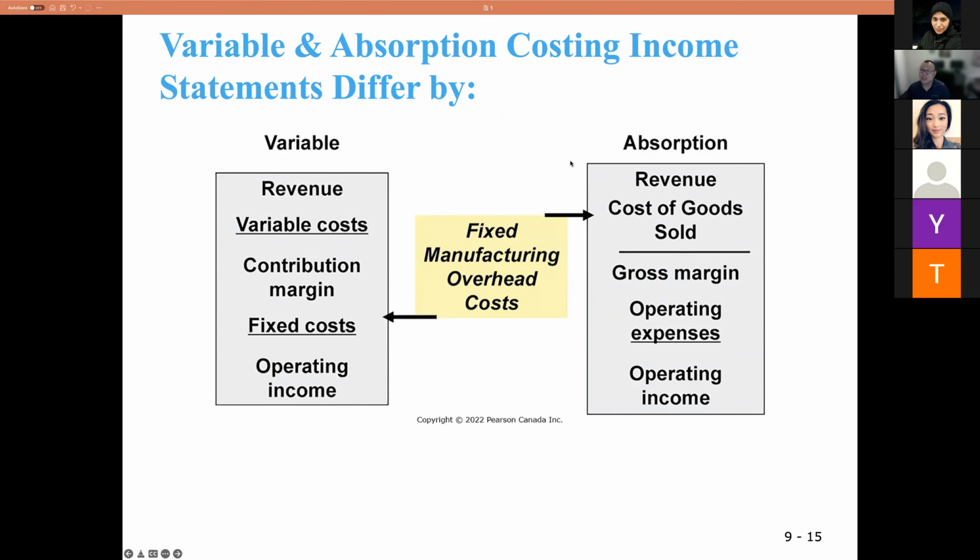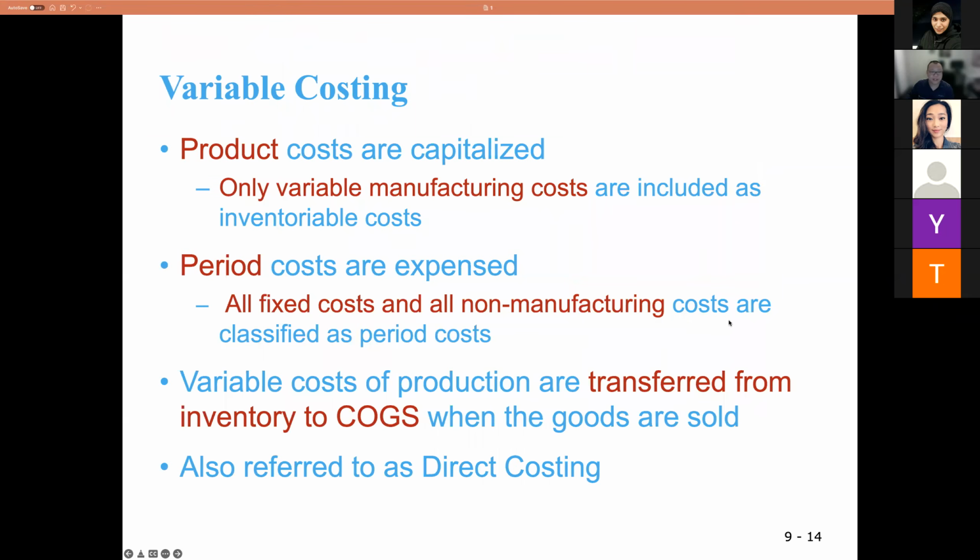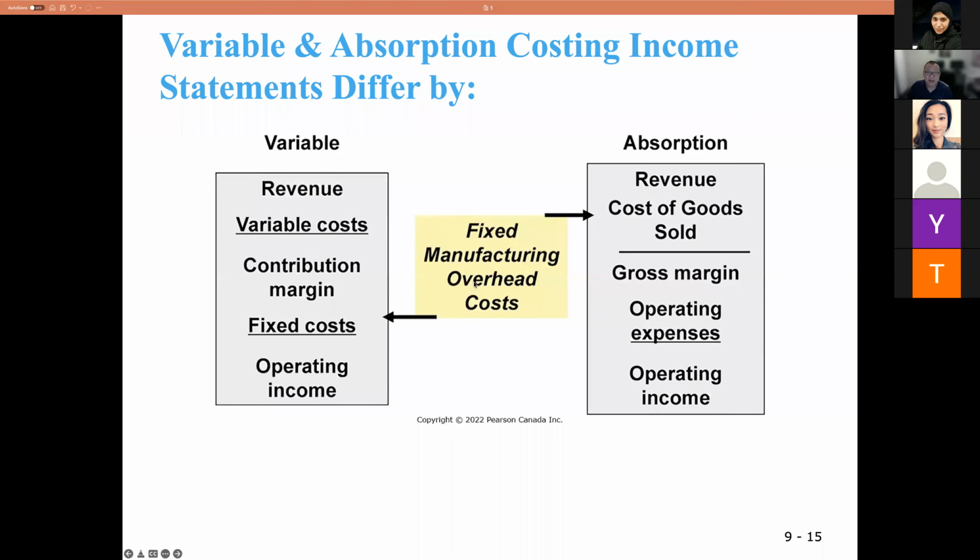I have a question for you. What's the requirement under IFRS and ASB? Do you think they require variable costing or absorption costing? Absorption. Absorption? Yeah. So if you go online and download the financial statements of public companies, you will see revenue, cost of goods sold, this format, right? Not the variable format, because IFRS and ASB require absorption costing. And what's the difference between these two? It is how they treat the fixed manufacturing overhead.